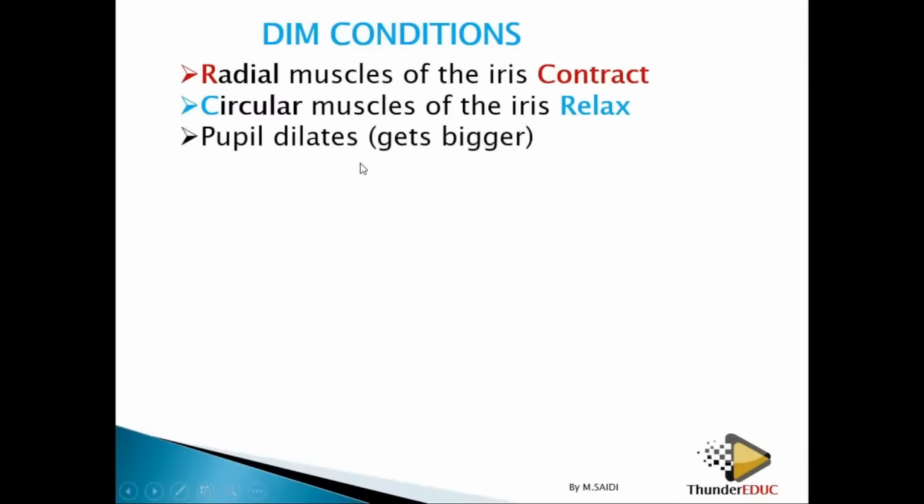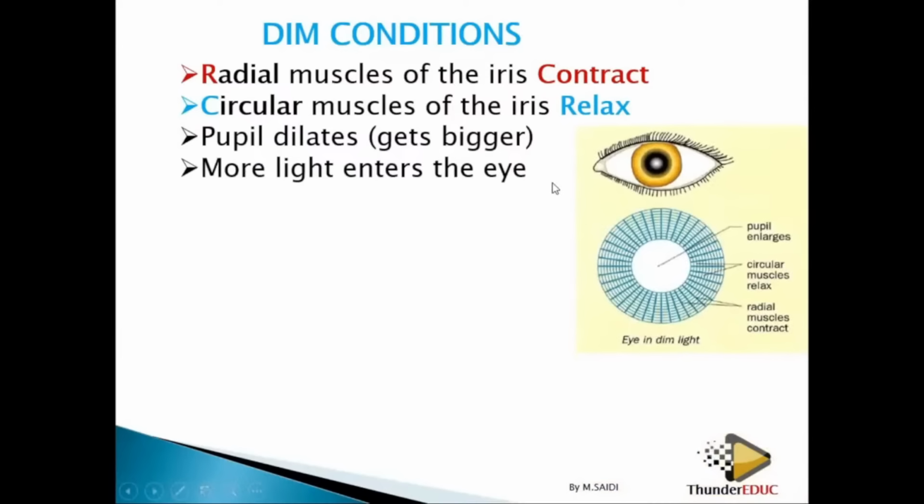So the pupil dilates. When you talk about dilation, it means that it becomes bigger. It increases in size. It becomes wider. And then more light will enter the eye. So what does it mean? I mean that now, if you compare this one with the one in bright light, you'll find out that the pupil here is big. Even this distance, you see that it's big enough.